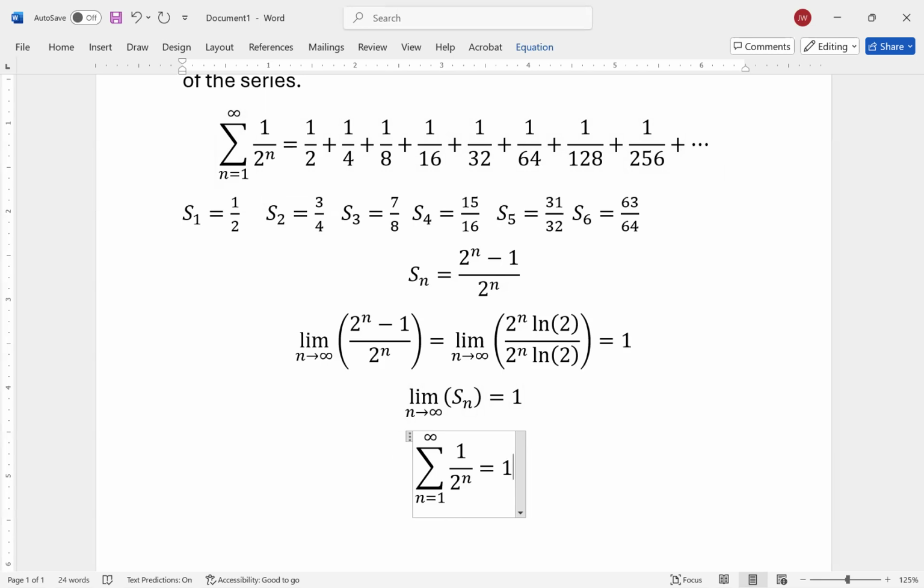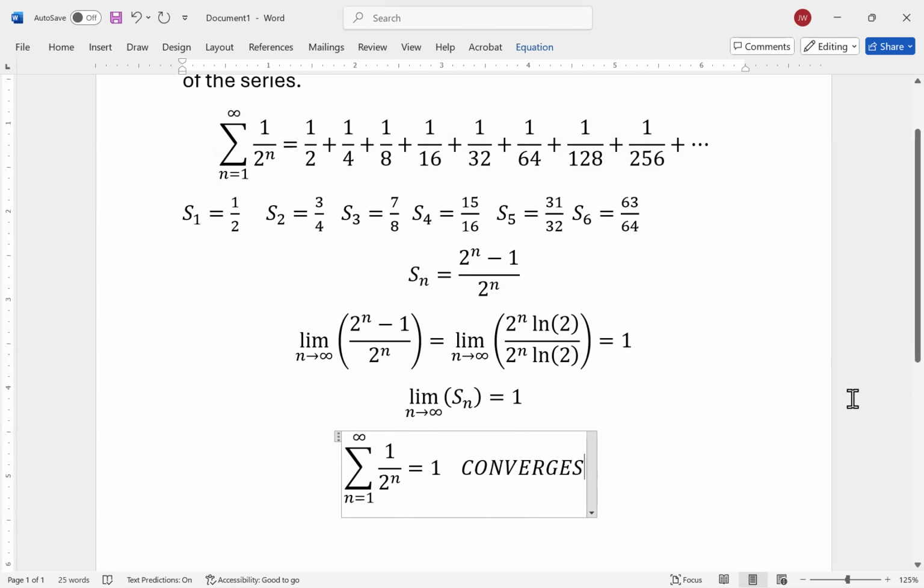Or, in other words, it converges to 1. So the summation, this infinite summation, is equal to 1, or it converges to 1 is the language we use. Hopefully that makes sense. So that's the overall idea.